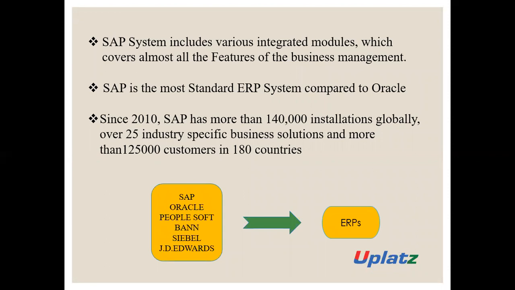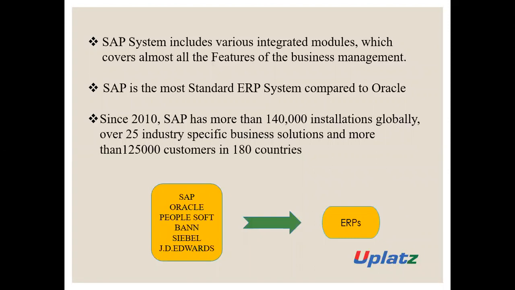The SAP system includes various integrated modules. It has various modules which cover almost all the features of business administration or management. Every business that requires proper modules or proper integration is satisfied in SAP. In other words, whatever features a perfect implementation system should have, SAP consists of.